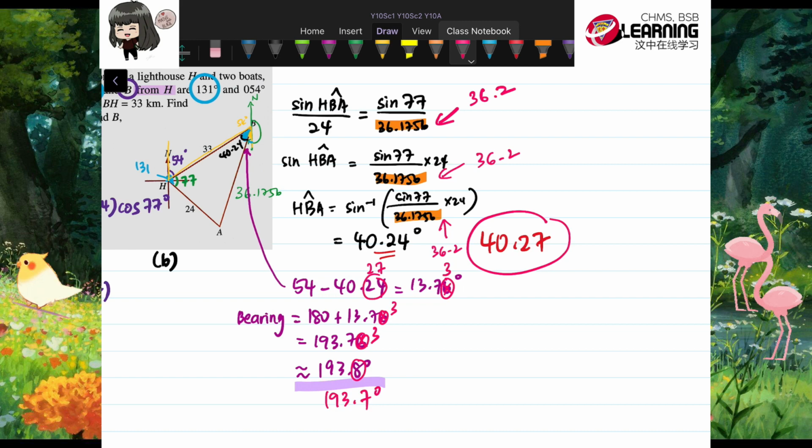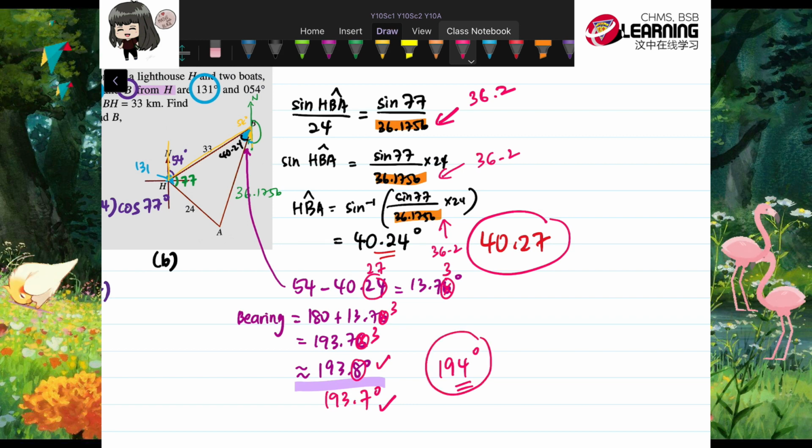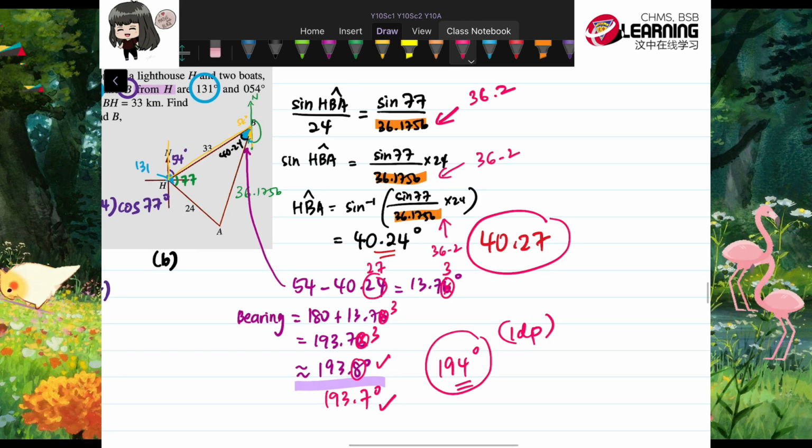But if you check the answer in the textbook, the answer is 194 degree in 3 significant figures. Meaning to say that as long as your answer when you round off is 194, the answer is acceptable. So 193.7, 193.8, basically in O level, answers like this are acceptable. But remember, you don't put your answer as 194 because in O level they want your answer in 1 decimal place. In terms of angle, you must put 1 decimal place. So in this case, 193.7, 193.8 is also correct.